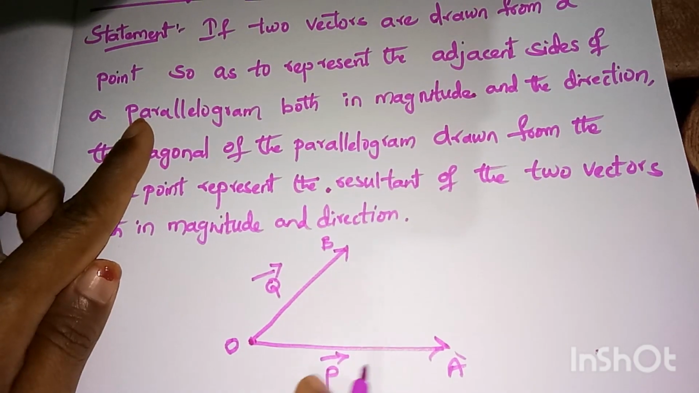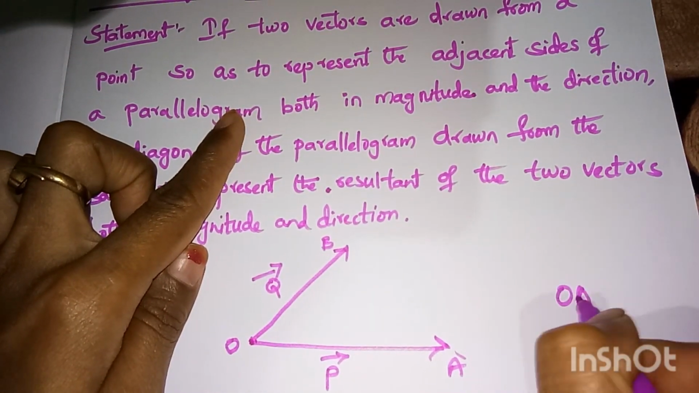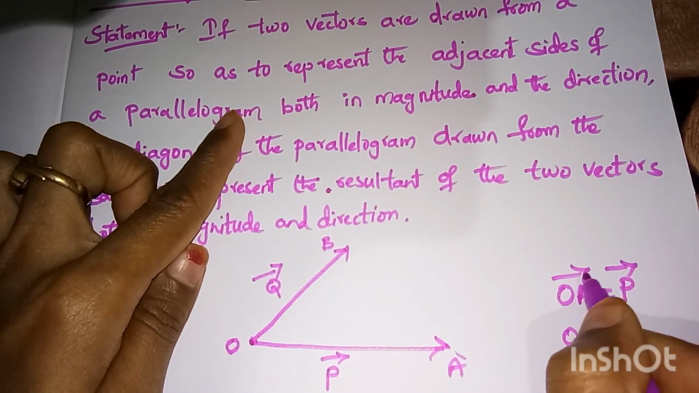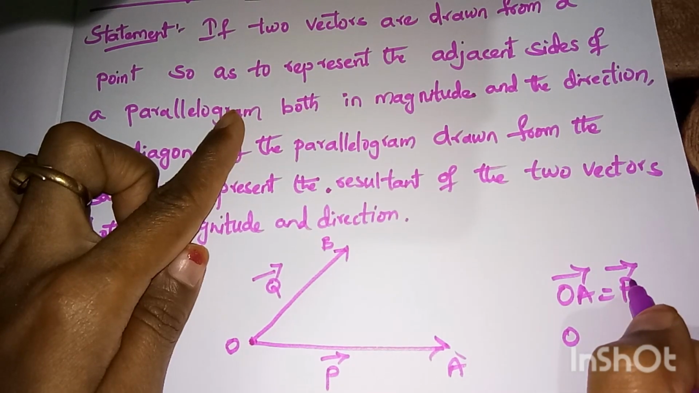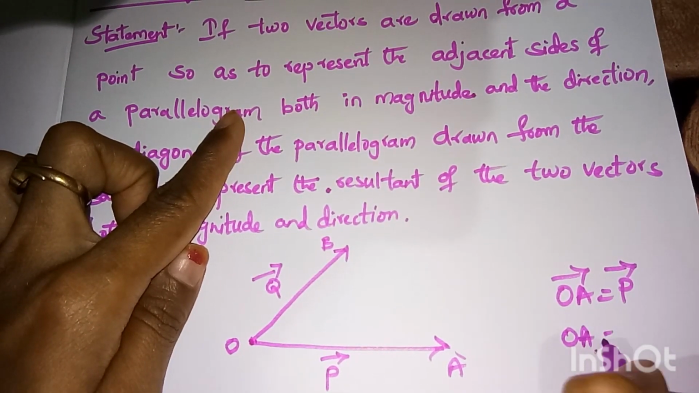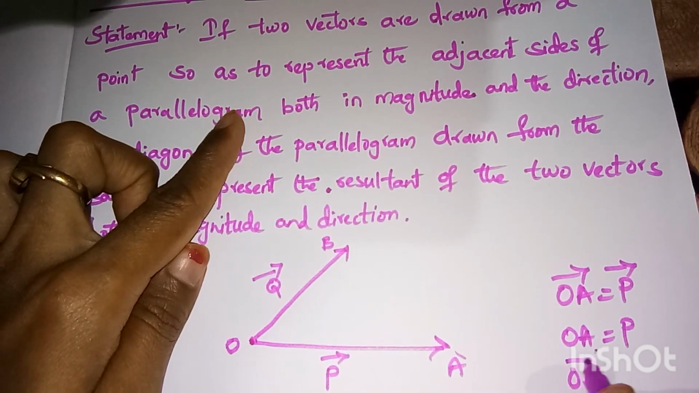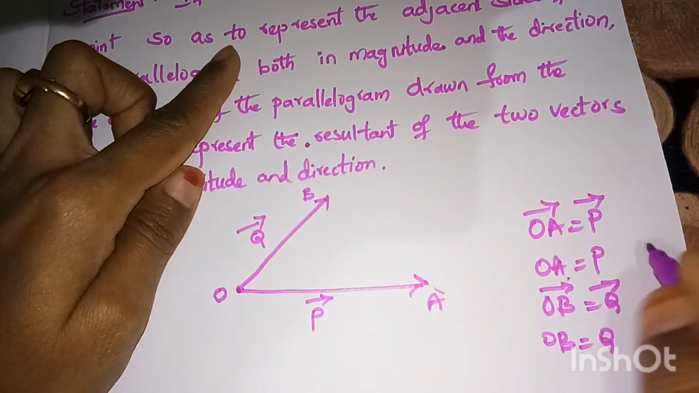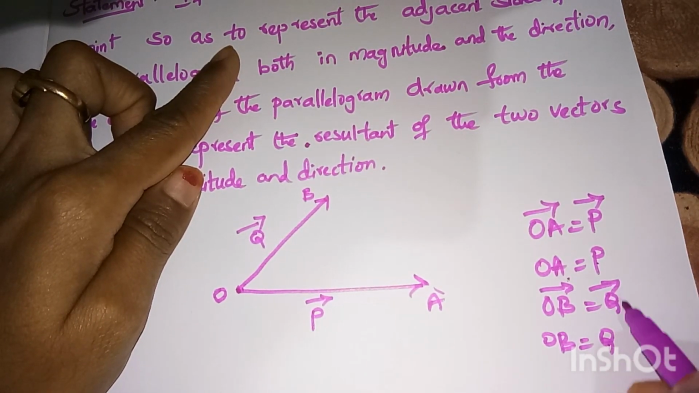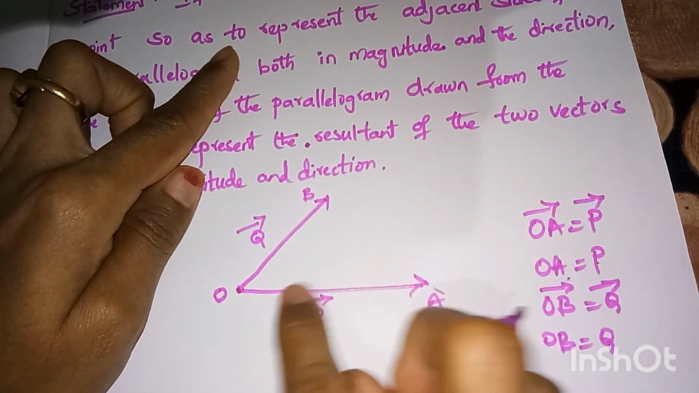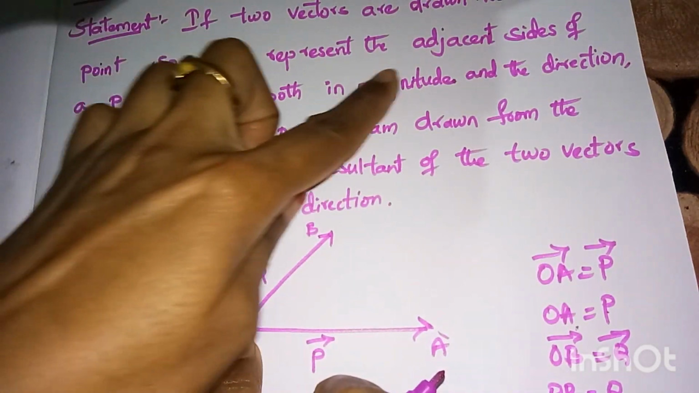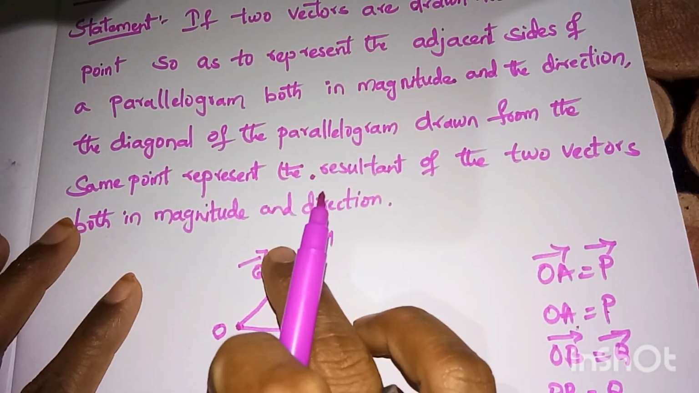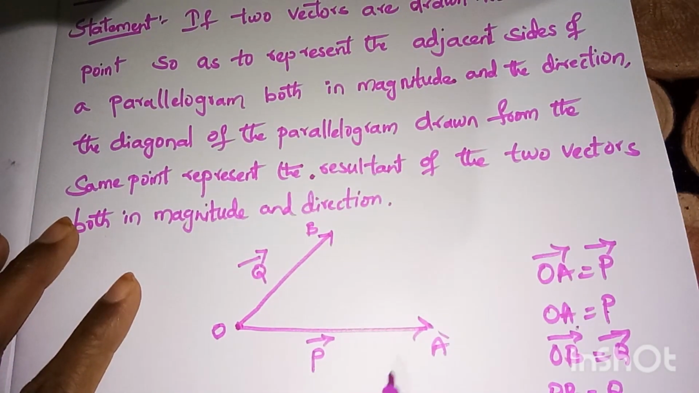From this you can observe that OA bar is equal to P bar. OA bar means it's a vector with direction. OA bar equals P bar, OA equals P. And OB bar is equal to Q bar, OB is equal to Q. So these are the magnitudes, and these represent magnitude with direction. These represent vectors drawn from the same point, and they represent the adjacent sides of a parallelogram. So these two vectors should be the adjacent sides of the parallelogram.